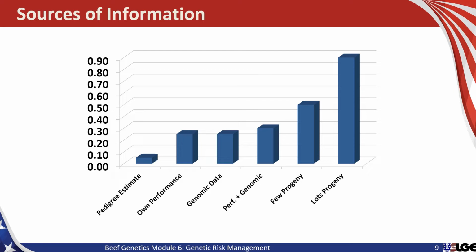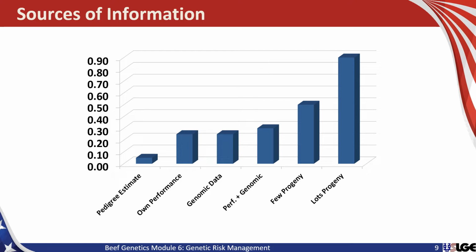And let's start at the left. So we know that the pedigree estimate, or the average of the sire and dam's EPD, that represents what we expect the average performance or average genetic merit of progeny from that mating to be, produces an accuracy on the BIF scale of somewhere around 0.05.